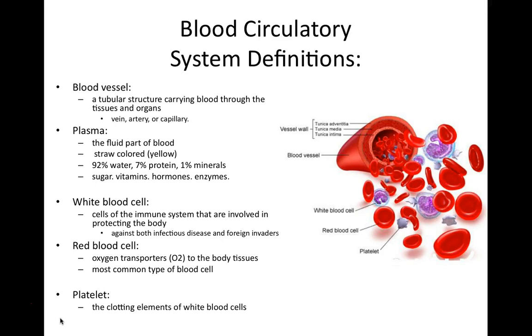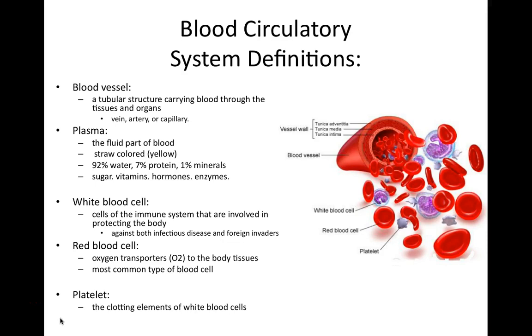Let's review this. Blood vessel, a tubular structure carrying blood through the tissues and organs: vein, artery, capillary. Plasma, the fluid part of the blood, yellow. 92% water, 7% protein, 1% minerals, sugar, vitamins, hormones, enzymes. White blood cells, part of the immune system that are involved in protecting the body against infectious disease and foreign invaders.